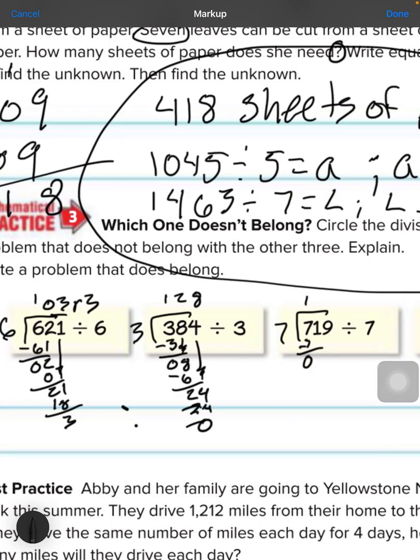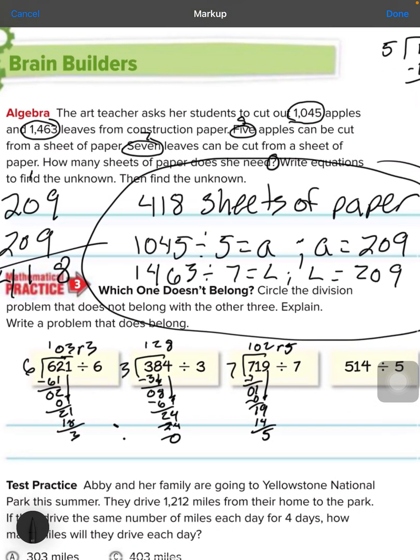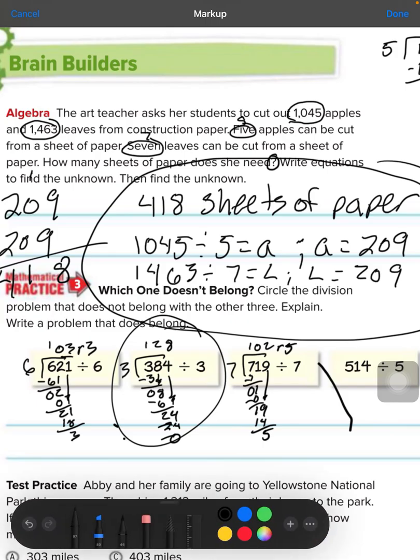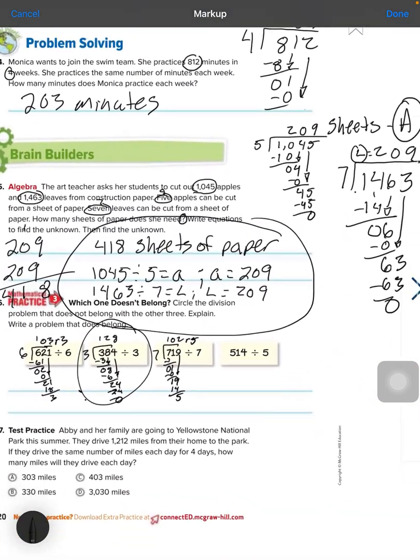7 will go into 7 one time. 1 times 7 is 7. 7 minus 7 is 0. Bring down the 1. 7 can't go into that, so I'm going to add a 0. Bring down the 1. Bring down the 9. 7 will go into 19 at least twice, and it equals 14. And there will be 5 left over. Remainder 5. All right, it looks like we're having a pattern here. I would say that this one does not belong.